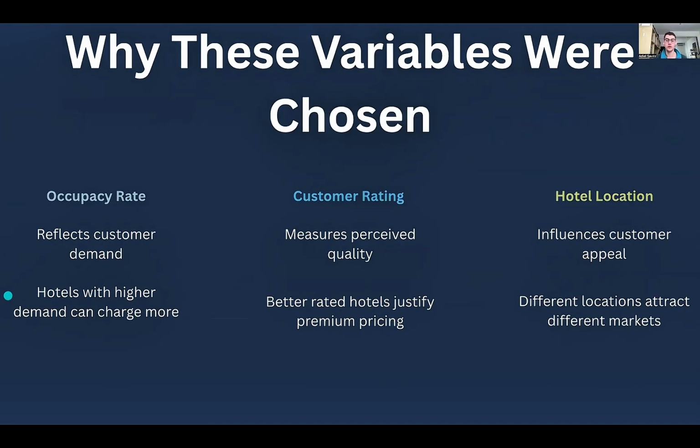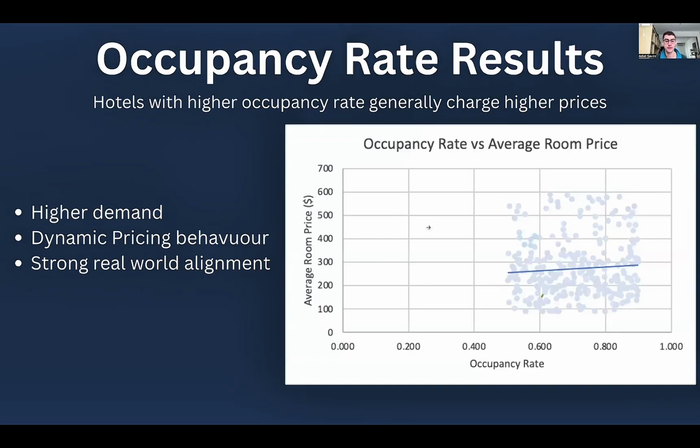These variables were chosen because each captures a different factor that influences hotel pricing. Occupancy rate reflects demand, customer rating reflects perceived quality, and location reflects market appeal. Together, they provide a strong overall picture of hotel pricing behavior.